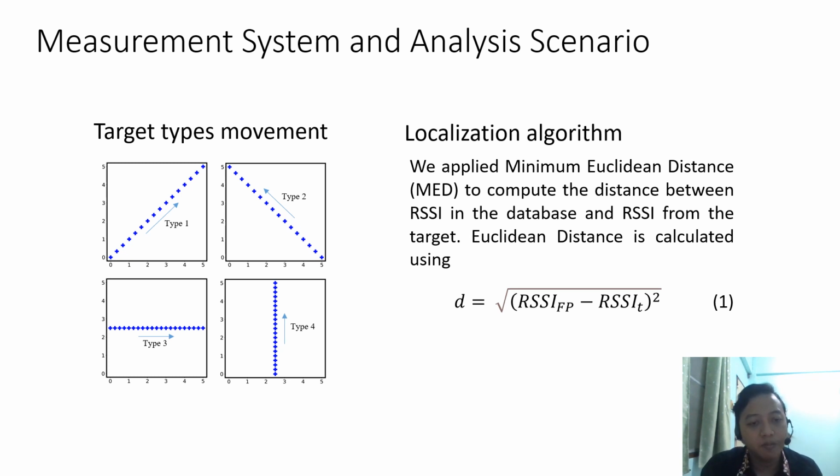To validate the performance of the proposed fingerprint technique, we use 4 types of coordinates of the target. The target was placed diagonally for type 1 and type 2. Type 3 and type 4 are placed horizontally and vertically, considering the placement of the 4 access points shown in the left-hand figure. We applied minimum Euclidean distance to compute the distance between the RSSI in the database and the RSSI from the target.